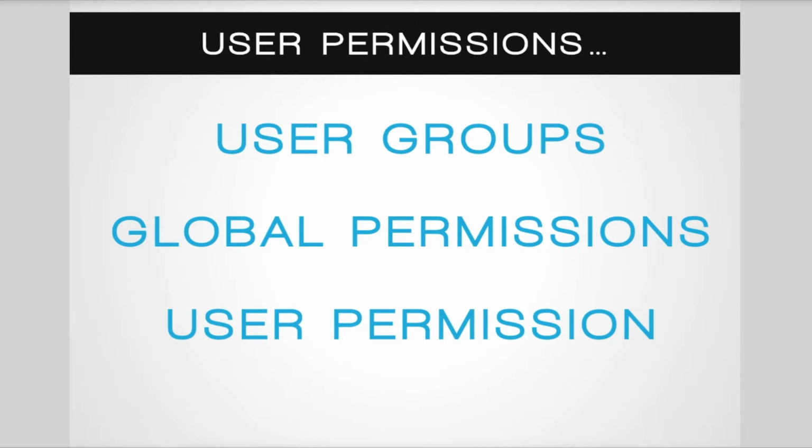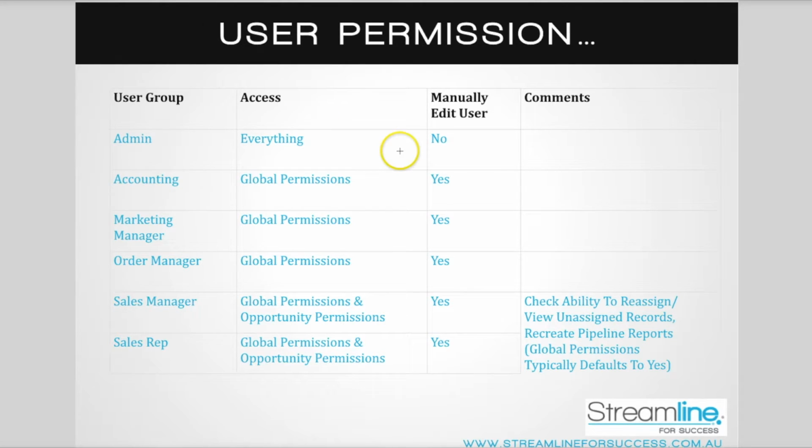One of the other things that we've put together is this table here, which helps identify, if I was to assign someone the accounting user group, as we saw in that particular user, what access they would get. At this stage, they'd get global permissions, and then you could also edit it on a user level. I'll show you how to do that in just a moment. As you can see up here, admin gets everything and you can't edit or remove any particular type of access there.